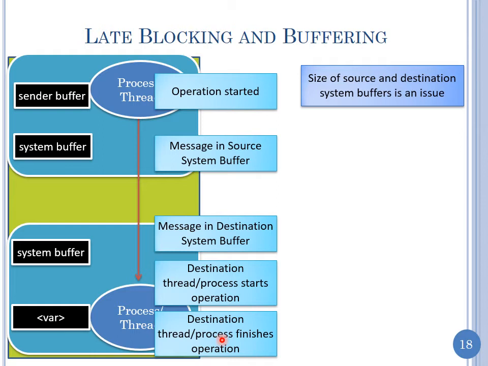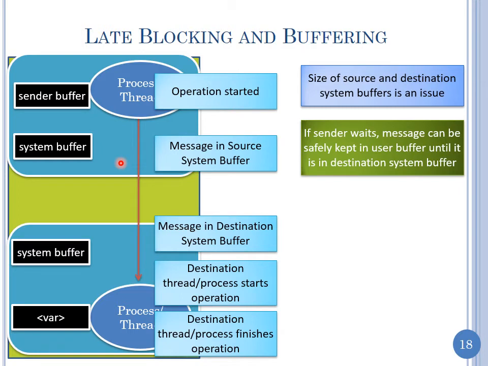Okay, this is an operation involving two parties. So we get into buffering also. We're not only interested in blocking, but also buffering. And as it turns out, these two concepts are related. So the size of source and destination system buffers is an issue, and we'd like to keep the system buffers as small in number as possible.